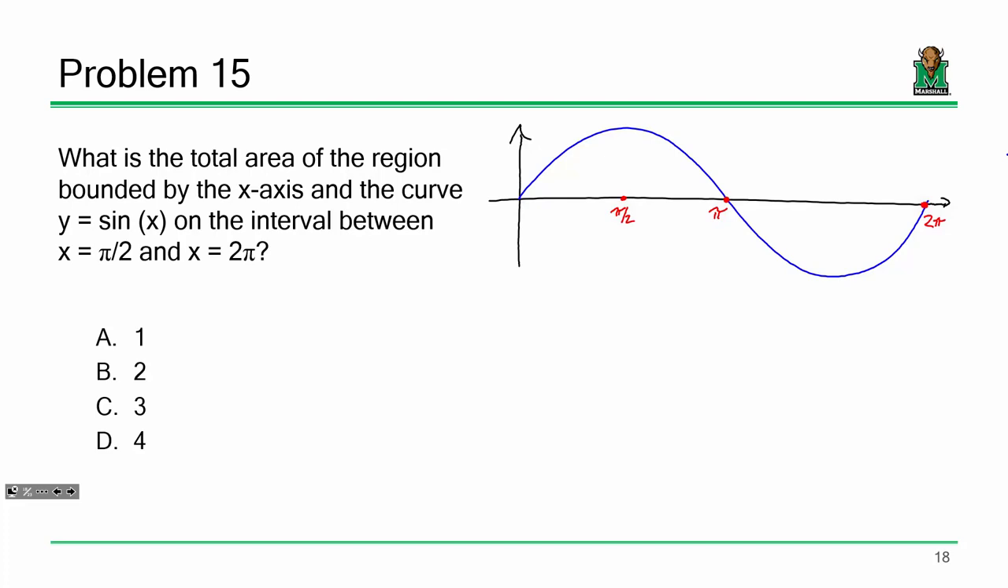So really what we're after is, let's read the problem again. The problem says, what is the total area of the region bounded by the x-axis? So the x-axis, that's my black horizontal line, right? And the curve y equals sine of x, that's the blue line. And it's saying between pi over 2 and 2 pi. So we're talking about that shaded area right there, aren't we?